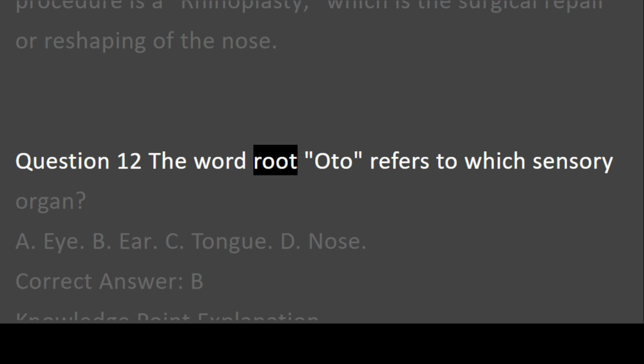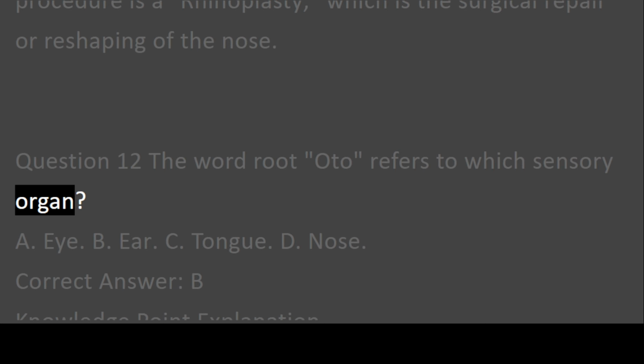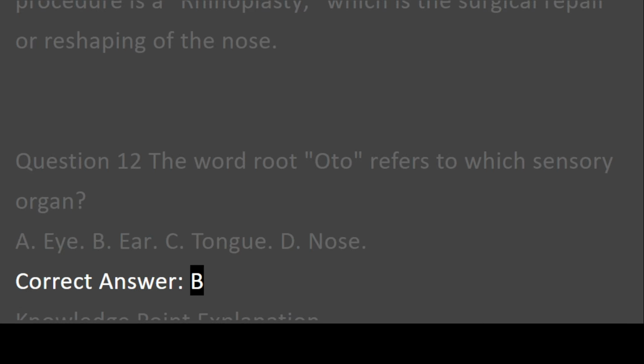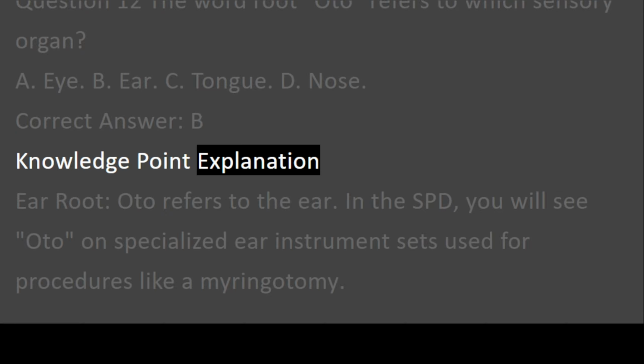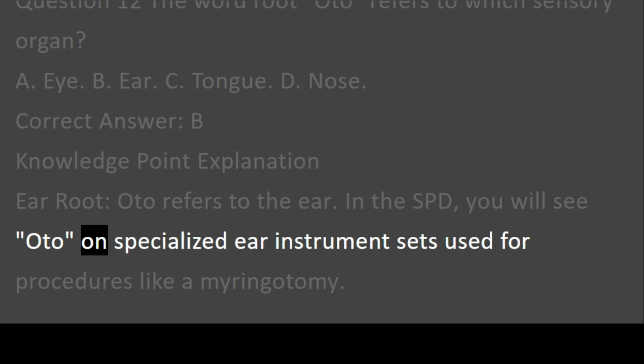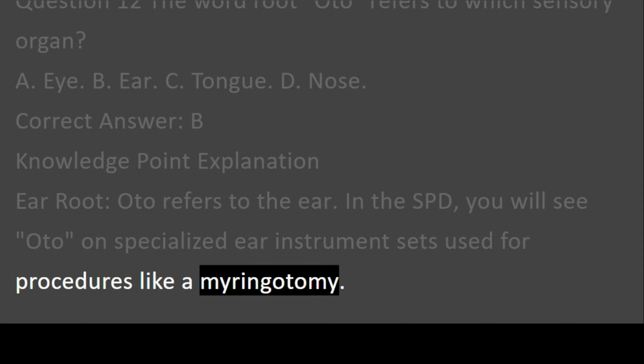Question 12. The word root oto refers to which sensory organ? A. Eye. B. Ear. C. A tongue. D. A nose. Correct answer, B. Knowledge point explanation. Ear root, oto refers to the ear. In the SPD, you will see oto on specialized ear instrument sets used for procedures like a myringotomy.